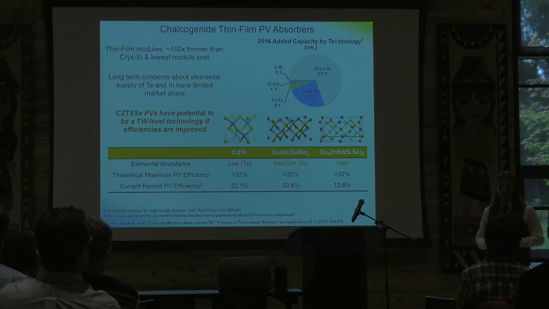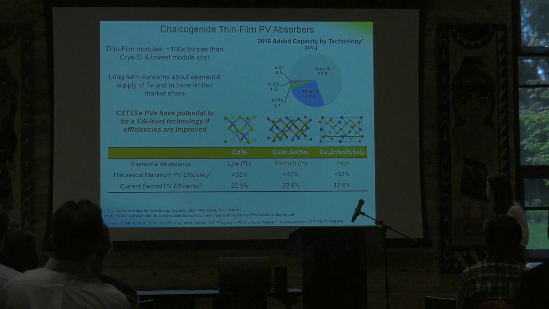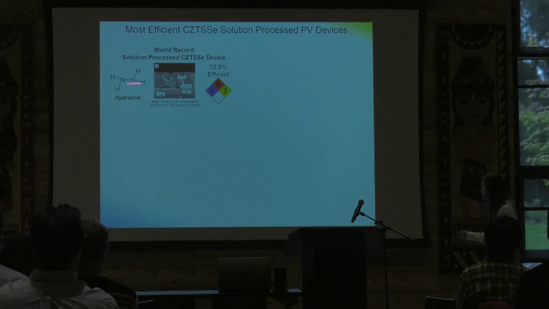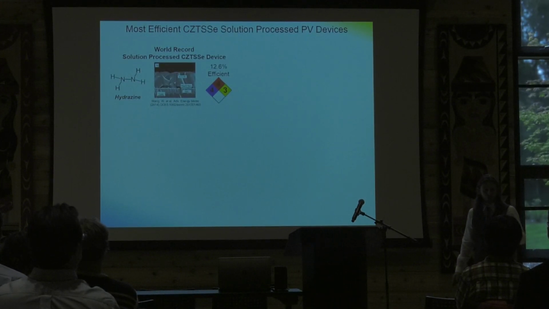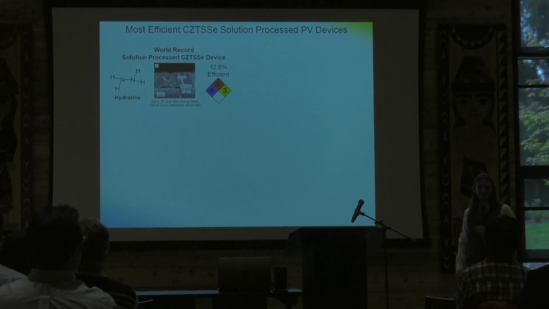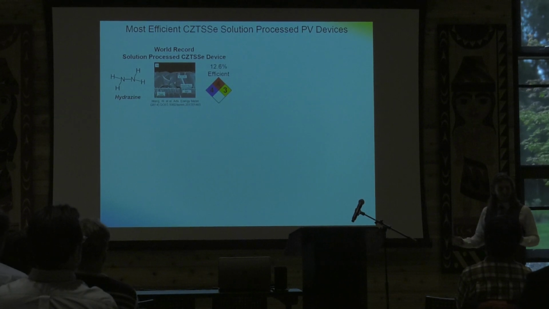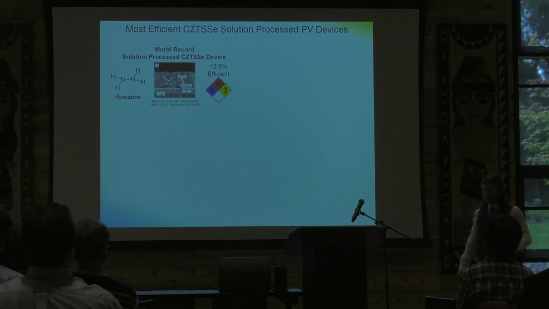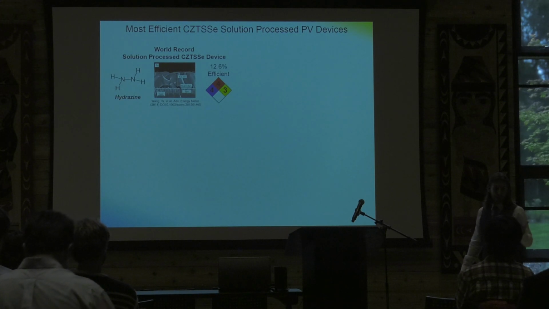It could be a terawatt level technology because it can scale up, given the high crustal abundance of these elements. I study solution process CZTS, and the world record, like I said, is 12.6% efficient. But the solution process used to make this world record device uses hydrazine as a solvent, which is pyrophoric, carcinogenic, and is literally rocket fuel. This kind of defeats the purpose of having a solution process absorber if you're going to need all this safety technology, which will significantly increase the capital investment.